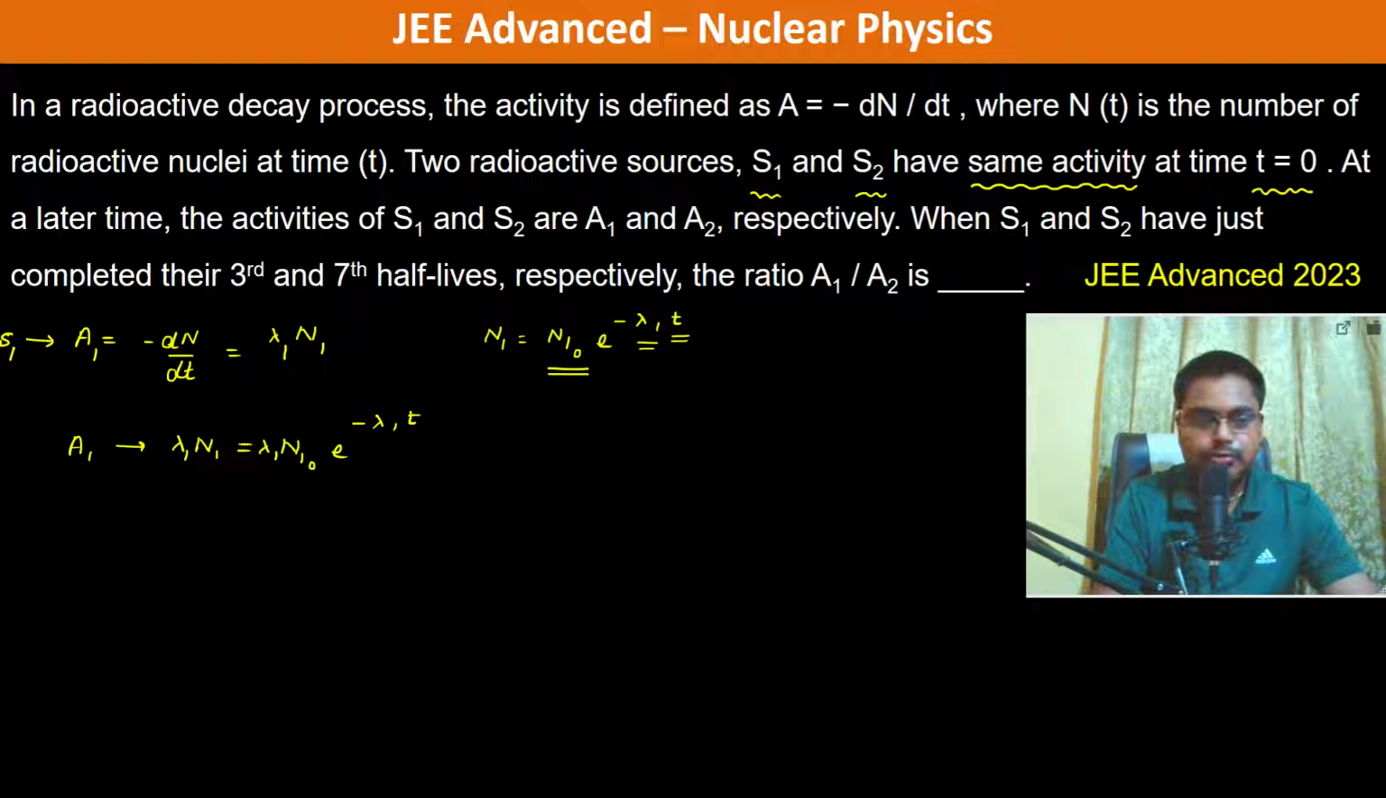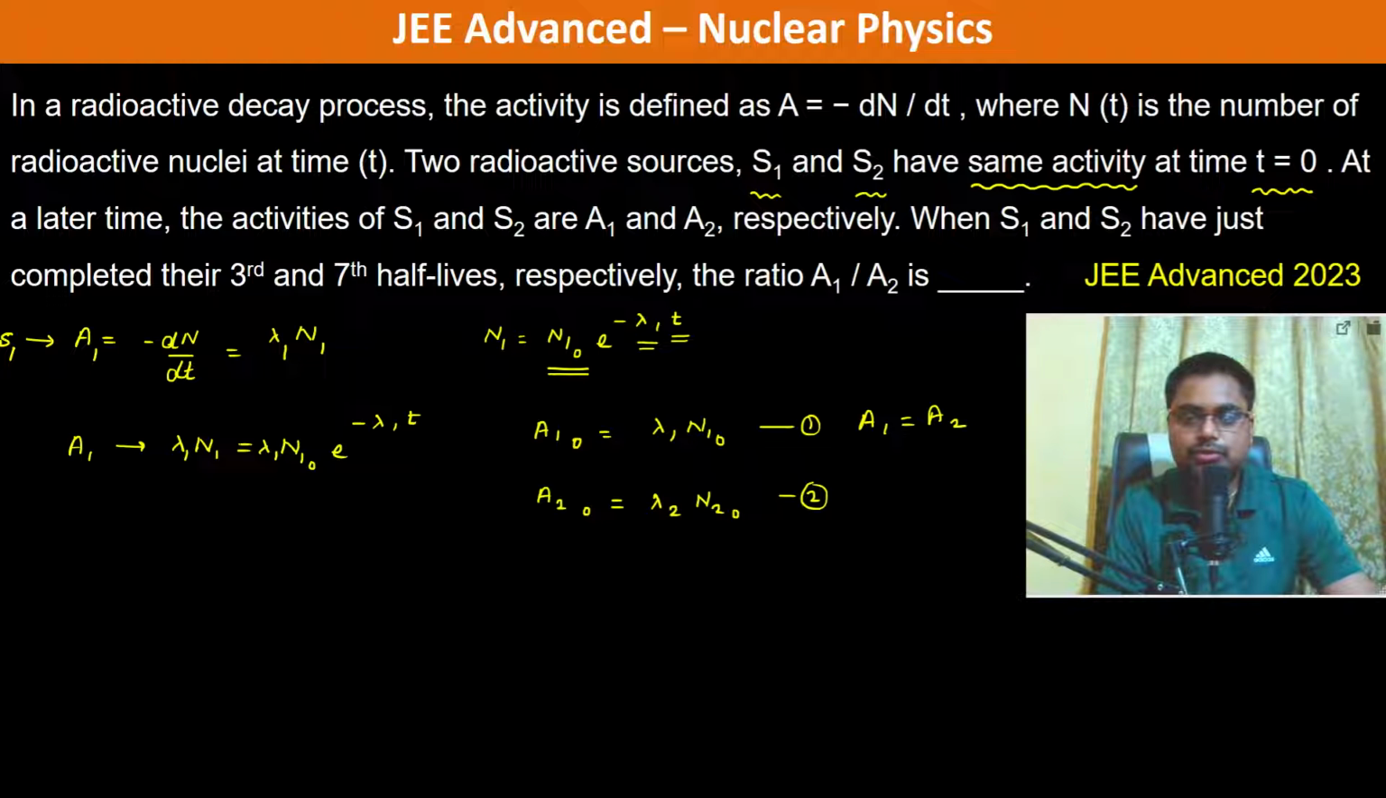Okay, now at time t equal to 0, it is said that both have the same activity. So we can see that A1, the activity at time t equal to 0, is equal to lambda 1 N1 naught, and for S2 the activity is going to be lambda 2 N2 naught. So this is first and this is second, and both are equal. So A1 is going to be equal to A2.